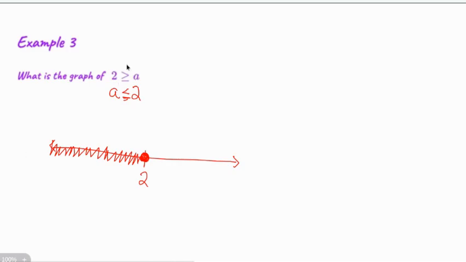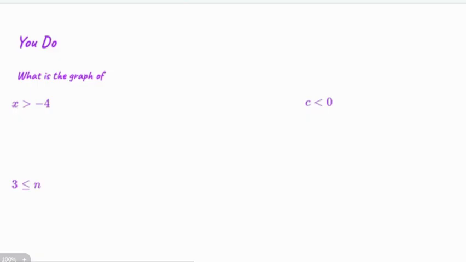Now, if we had gone based off of the original inequality, 2 is greater than or equal to A, I would still graph 2 solid point, but I'd have to think 2 is the greatest value that it can be, so I would have to flip my logic around. It's easier, in my opinion, to flip the inequality around than it is to flip the logic around, so keep that in mind. And go ahead and give the graphs of these three inequalities.